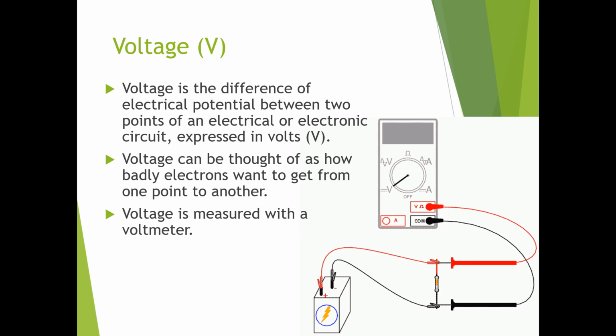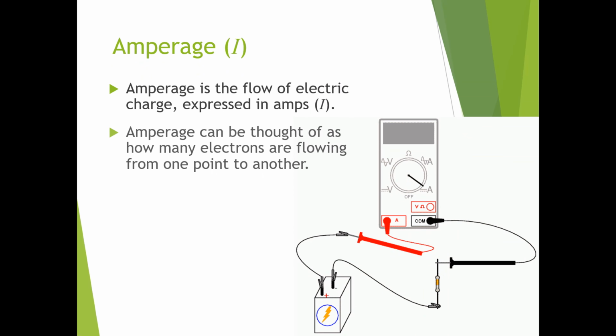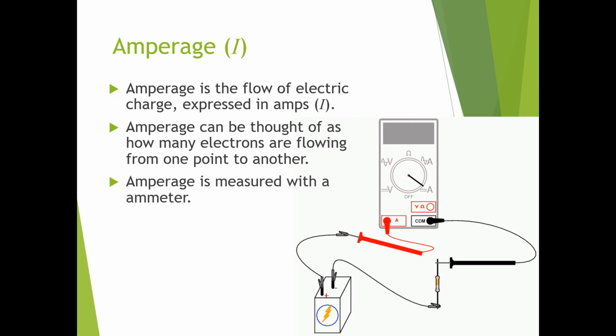Amperage. Amperage is the flow of electric charge expressed in amps. Amperage can be thought of as how many electrons are flowing from one point to another. Amperage is measured with an ammeter.